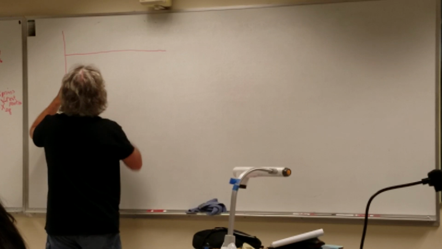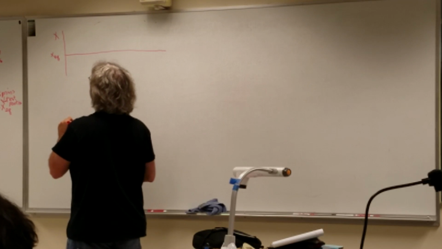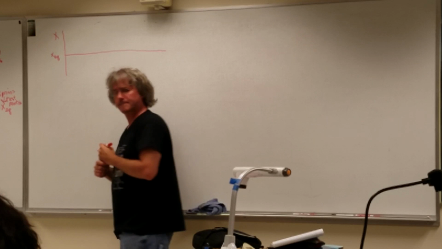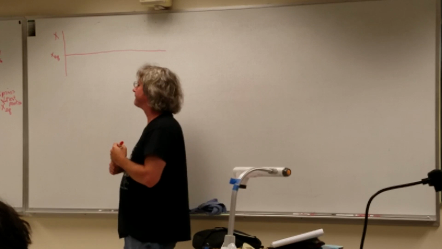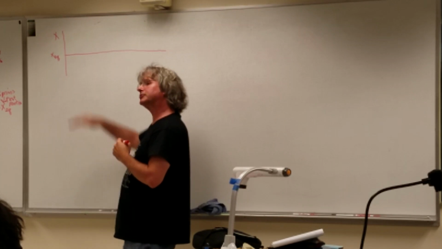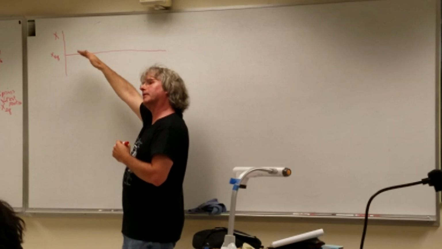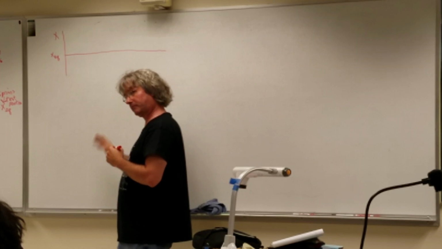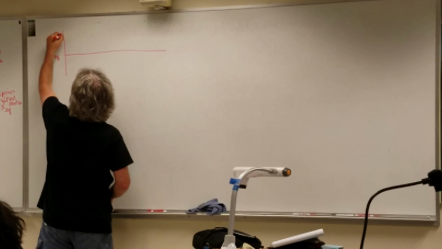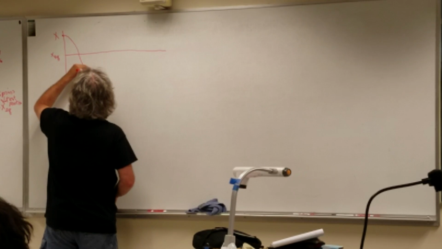So now, we could say, all right, here's x, here's my x equilibrium, right? And I start at some certain position, and then the object moves back and forth. So if I start at up here, I would expect it to move like this.